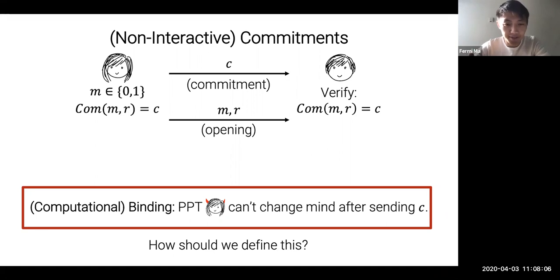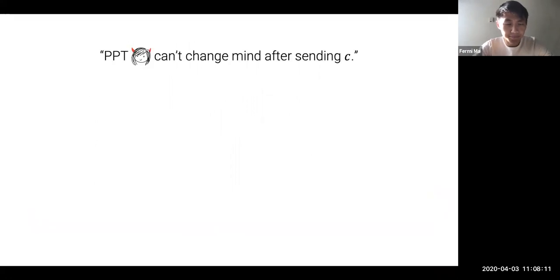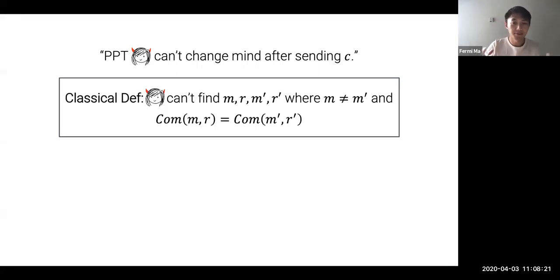How should we define binding for a commitment scheme? Well, in the classical setting, this is pretty straightforward. We're trying to capture this notion that a probabilistic polynomial time cheating sender can't change her mind after sending the commitment C. Classically, that means she really should be stuck at a single message. She shouldn't be able to open to two different messages, right? She shouldn't be able to find messages M and M prime that are different, as well as valid openings for them. This is how we define it in the classical setting, and this definition exactly captures this notion that she shouldn't be able to change her mind.